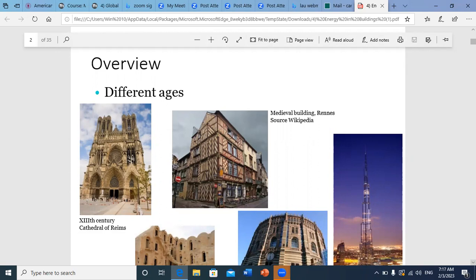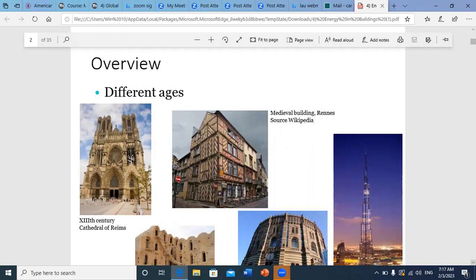That's why this sector attracted a lot of attention from researchers: how we can reduce the energy consumption, how we can reduce the use of fossil fuels to produce energy for buildings, what can be the different, what we call passive strategies. So what are the different passive strategies that can be implemented in buildings in order to reduce their energy consumption, how we can use renewable energy in buildings, etc.